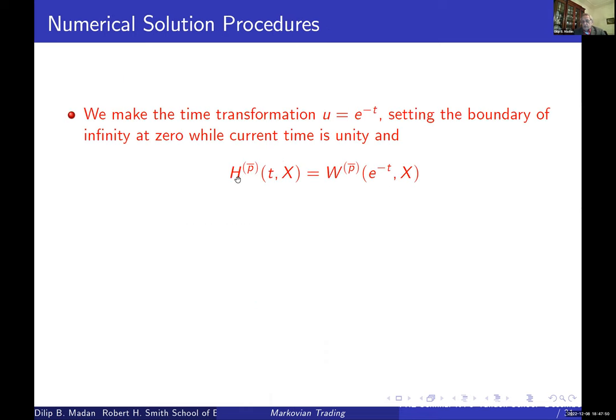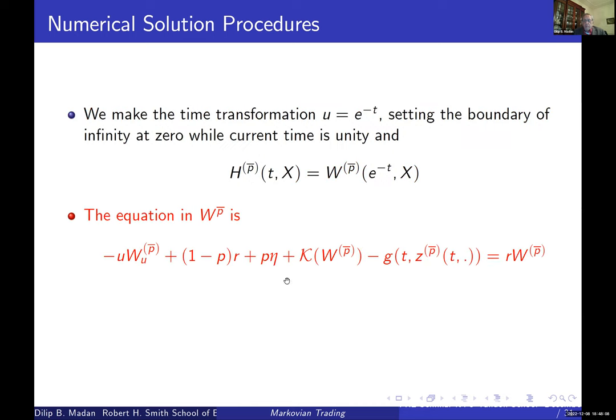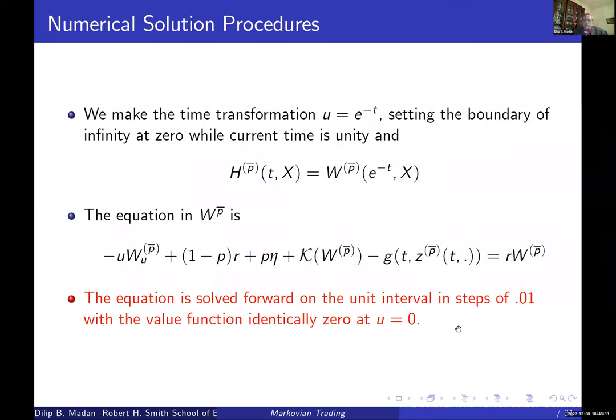Now, once you have your H function, to compute the H function, you can solve for it in the time domain. But what is useful is to change time to u equals e to the minus t, and reverse time. This way infinity comes to zero, and now goes to one. And so you solve your problem in the unit interval. So by e to the minus t, you bring infinity to zero, and you put your boundary condition at zero. The value function at zero is zero. That's because at infinity, there's nothing left. And so the value function is identically zero at zero. And then you solve it forward in the unit interval on u, okay? Because when u equals 1, t is 0. So your current time comes to time 1 in u. And so you solve it in that domain.